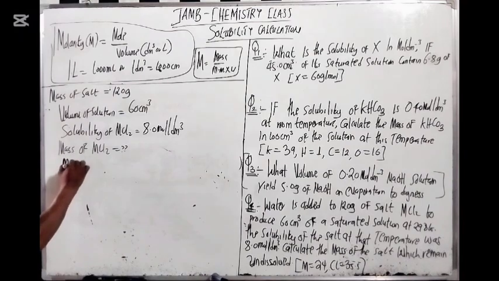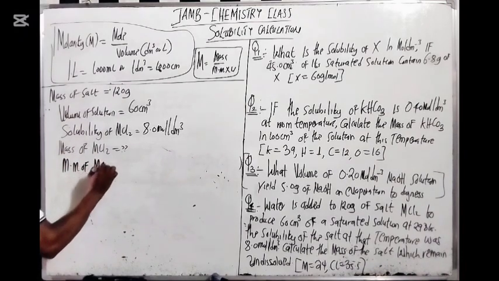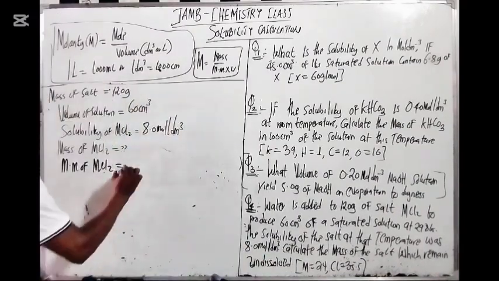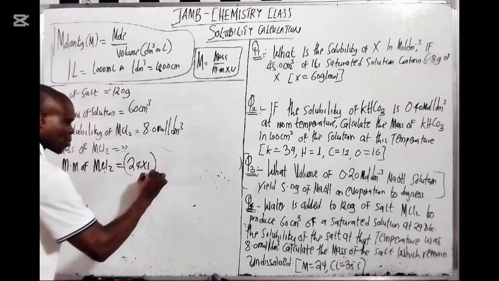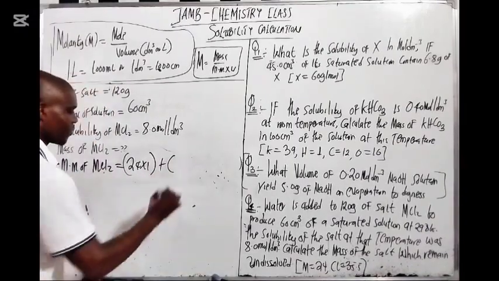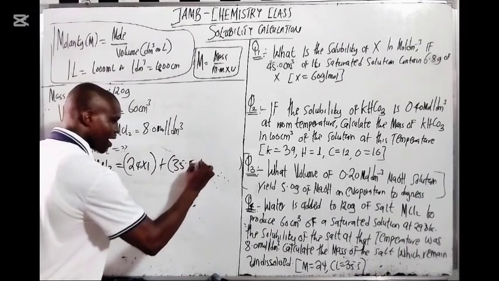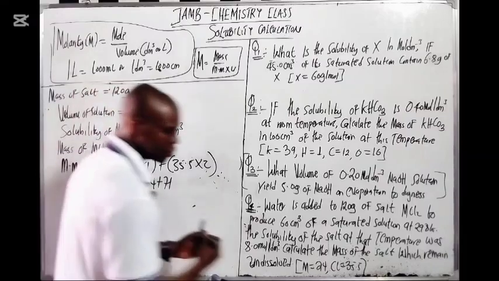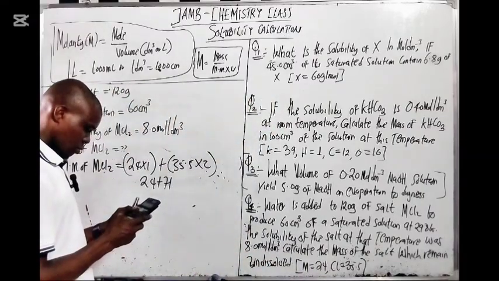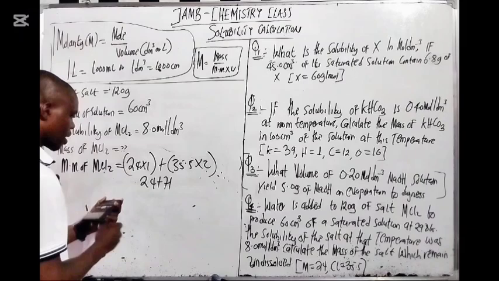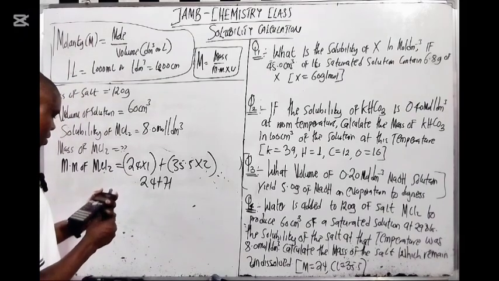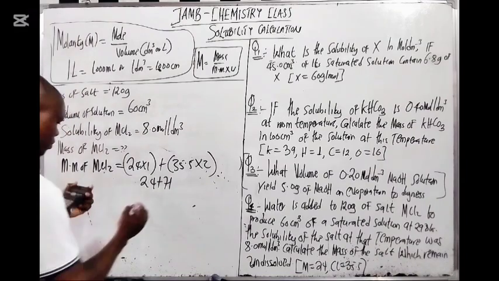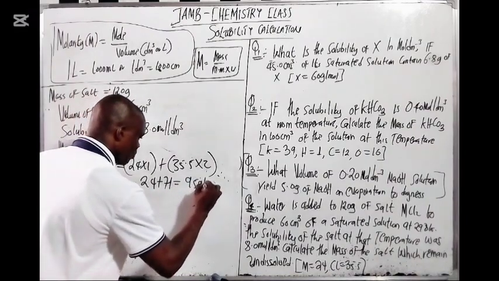So let's get the molar mass of MCl2. The atomic mass of M is 24. So it's going to be 24 times 1, plus chlorine, which is 35.5, times 2. So we have 24 plus 71. 24 plus 71, you have 95. So you have 95 gram per mole.